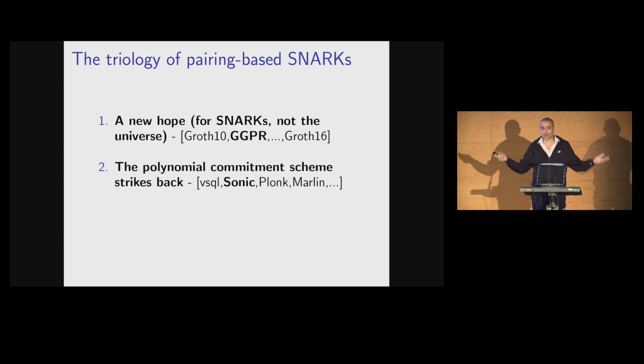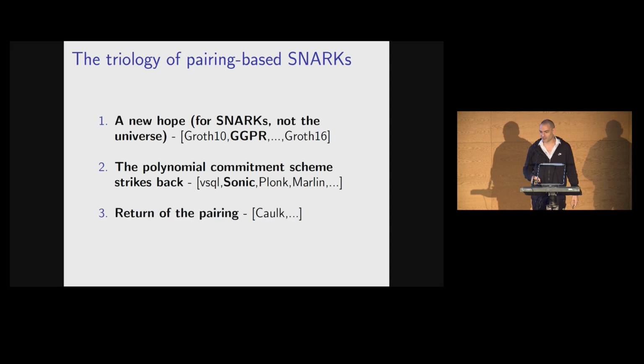And the third chapter, which we've started recently, Return of the Pairing, started with this work called Caulk. You could think of it as going back to a middle ground where we don't have to do everything with the pairing when it's not convenient, but maybe there are places besides the polynomial commitment scheme where we can get some power out of the pairing. And Caulk and other work started showing that yes, we definitely can.